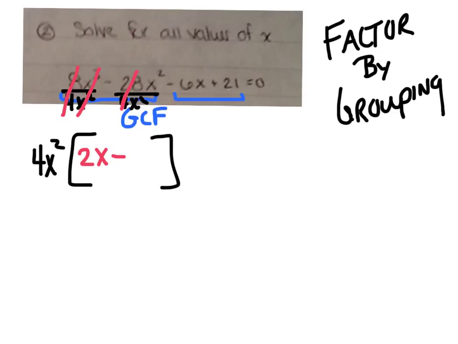28 divided by 4 is 7, the x squareds cancel. It's as easy as that. Now you're going to do the same thing with the next term. What can you pull out between a negative 6 and a 21?